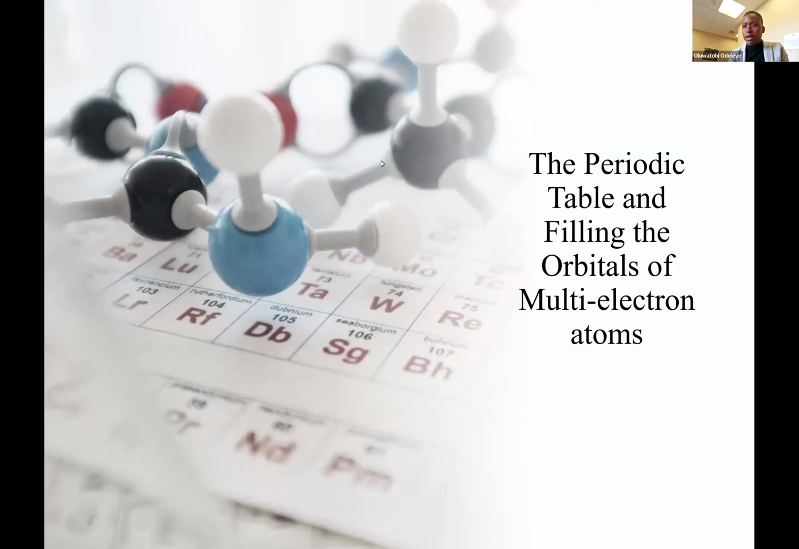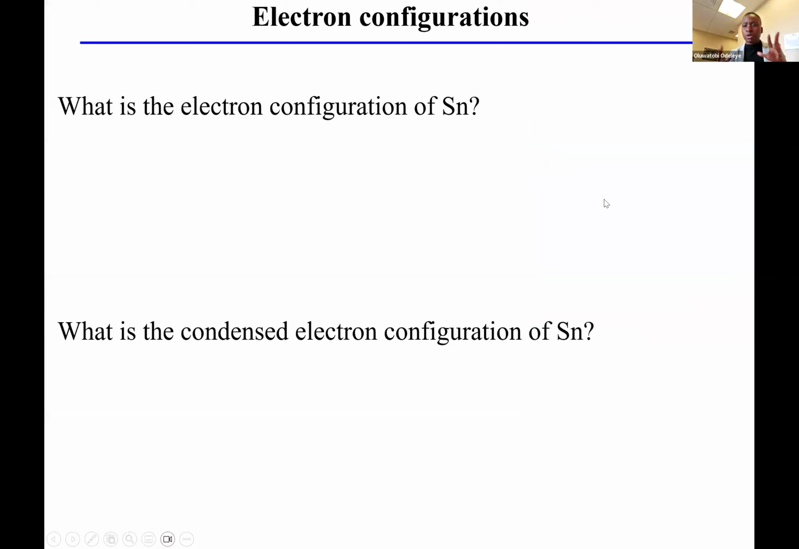All right, y'all. So let's work through some examples of how to write electron configurations. Talking through the two different ways, I'm going to be using a periodic table, so go ahead and pull out your periodic table if you don't have that already. And I want to write the electron configuration for tin.